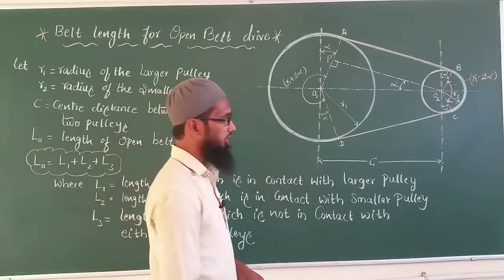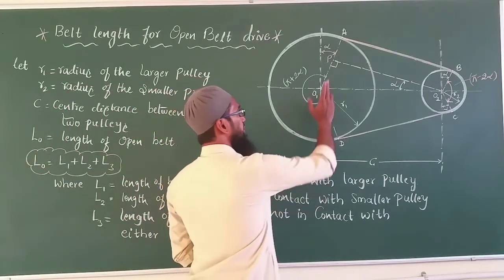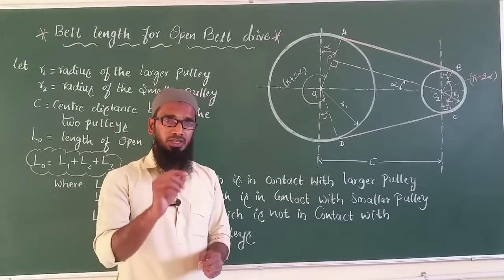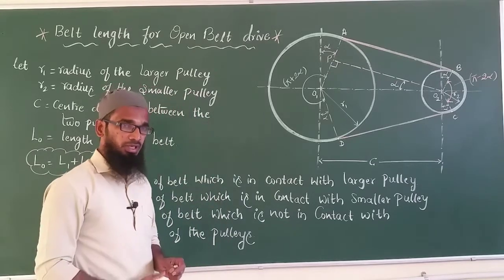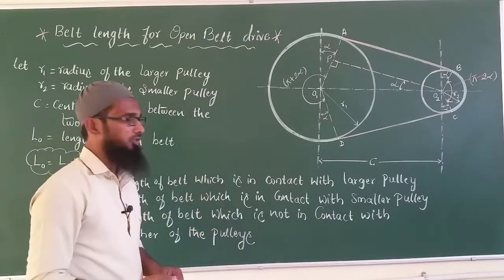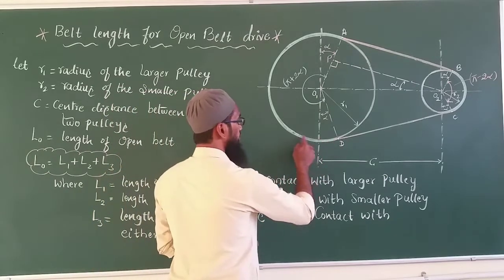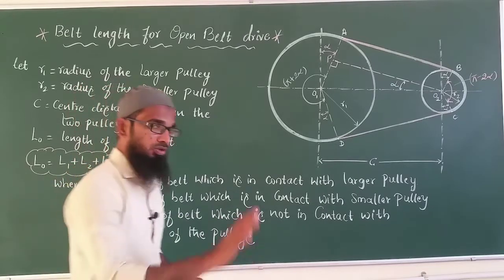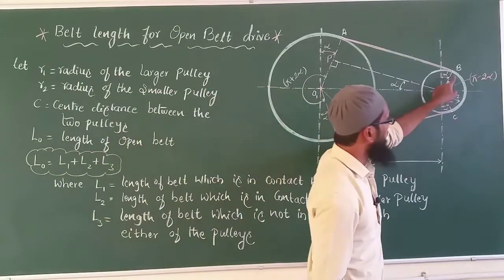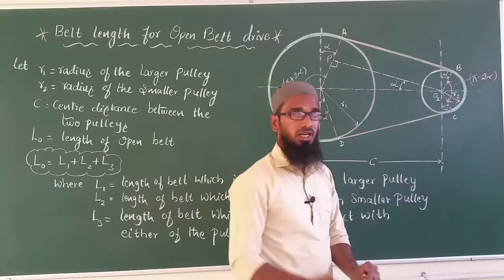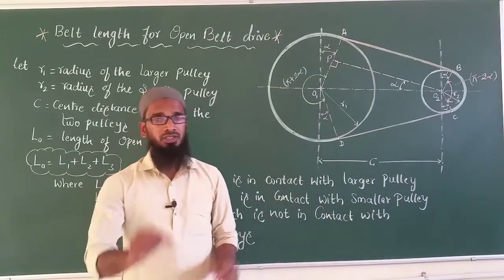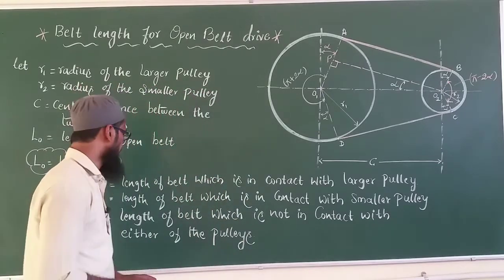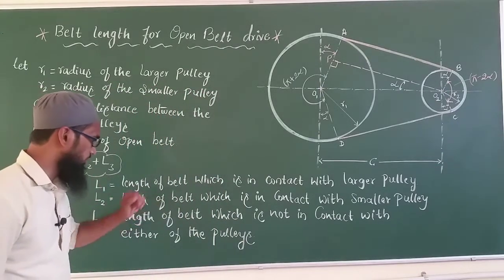L1 is nothing but the length of the belt which is in contact with the larger pulley. I need to find out this length of belt, which gives the value of L1. Similarly, from B to C, which gives the L2 value, it is the length of the belt which is in contact with the smaller pulley. So that is our L2 value.